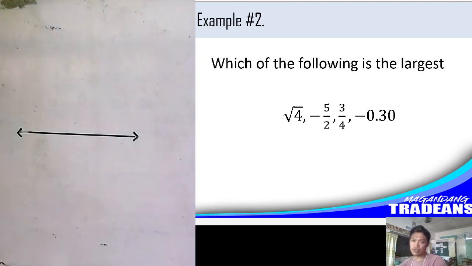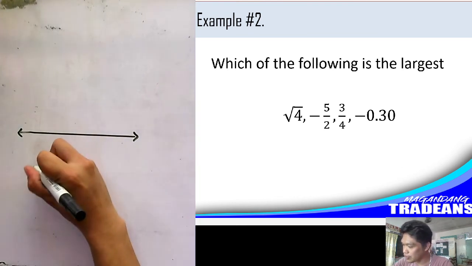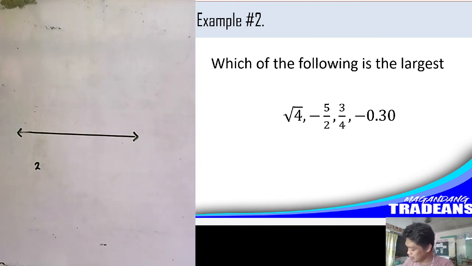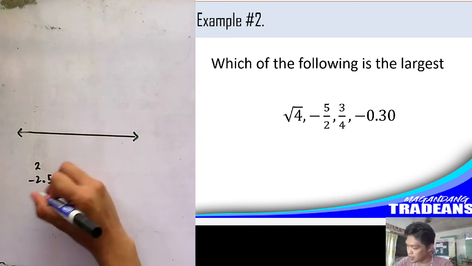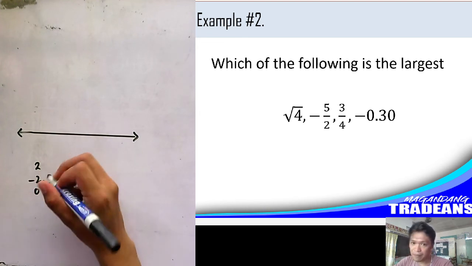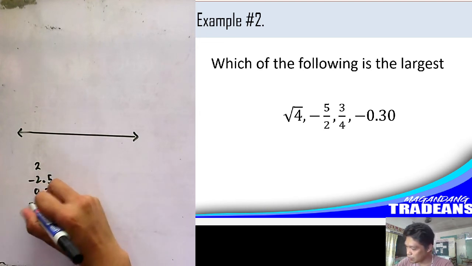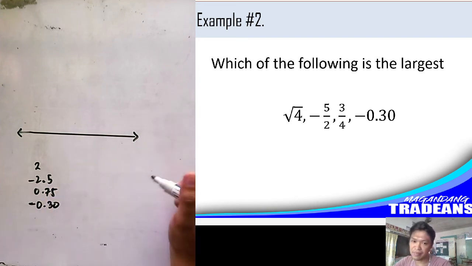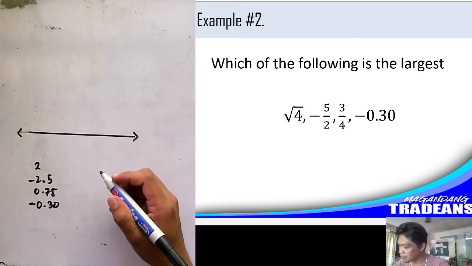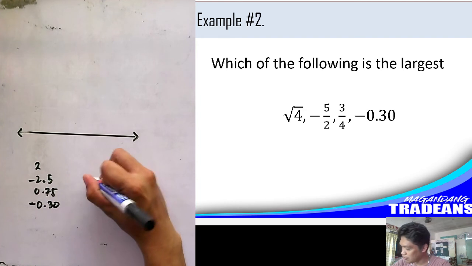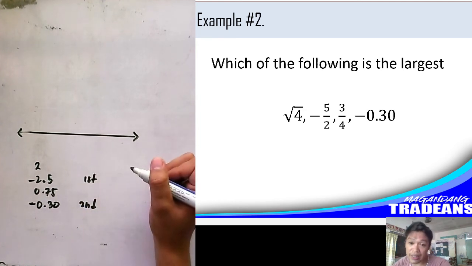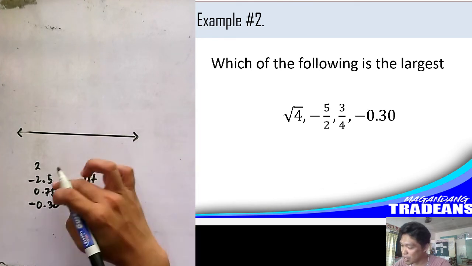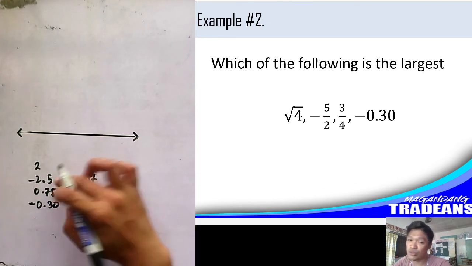Next, square root of 4. Square root of 4 is equal to 2. Negative 5 halves is negative 2.5. 3/4 is 0.75. Negative 0.30 is the next item. Make all of them decimals. So, which one is first? Of course, this is first, the smallest. This is second. Why? Because they are the negative ones.